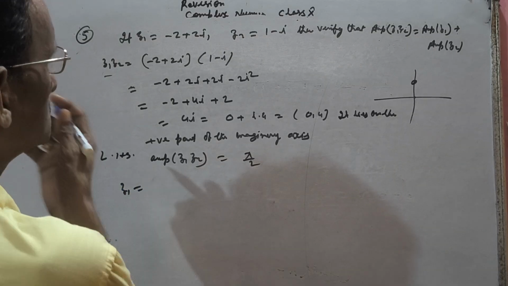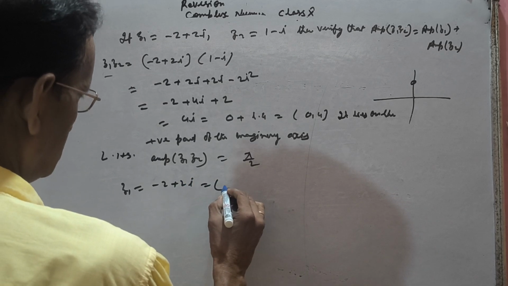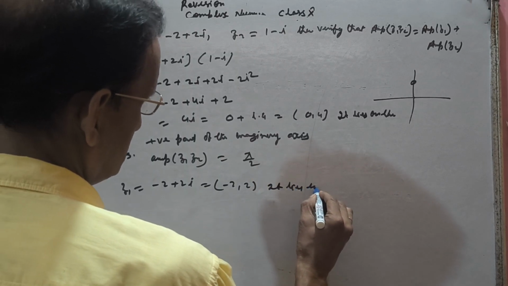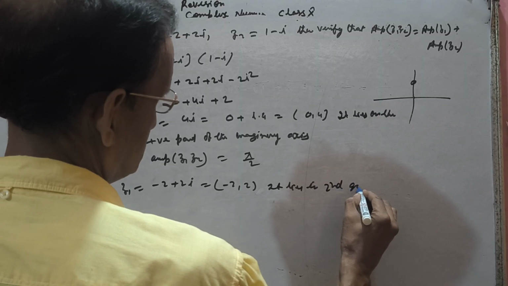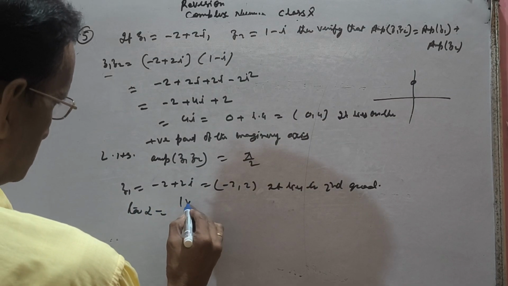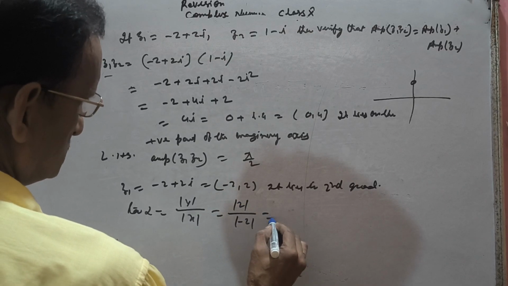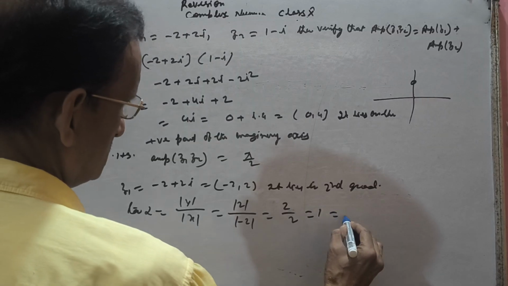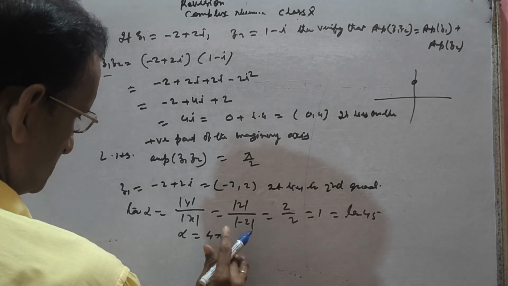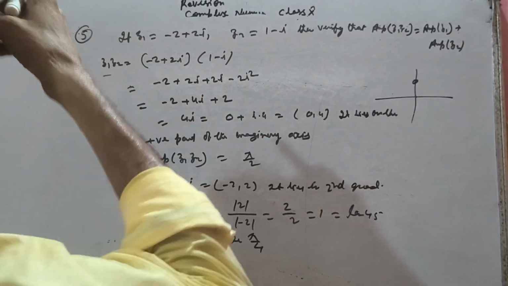Now, what is Z1 equal to? -2 plus 2i. Corresponding ordered pair is what? (-2, 2). It lies in the second quadrant. Okay? Second quadrant. So find tan alpha. Tan alpha equal to modulus y by modulus x. So modulus 2 by modulus -2. So 2 by 2 equal to 1 equal to tan 45 degree. So what will we get? Alpha equal to 45 degree or pi by 4.